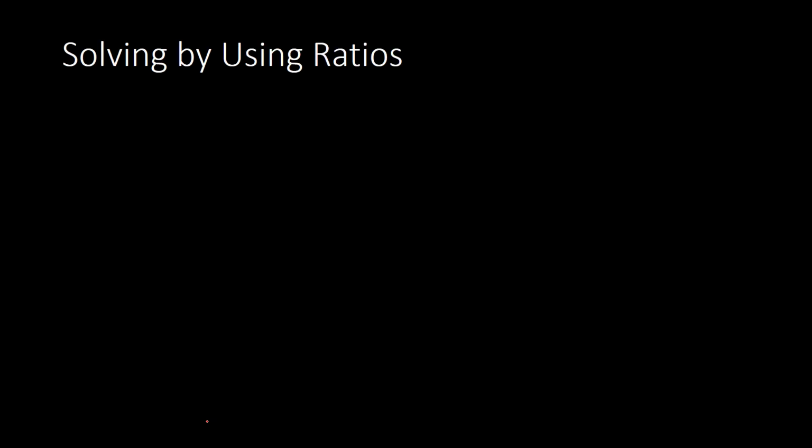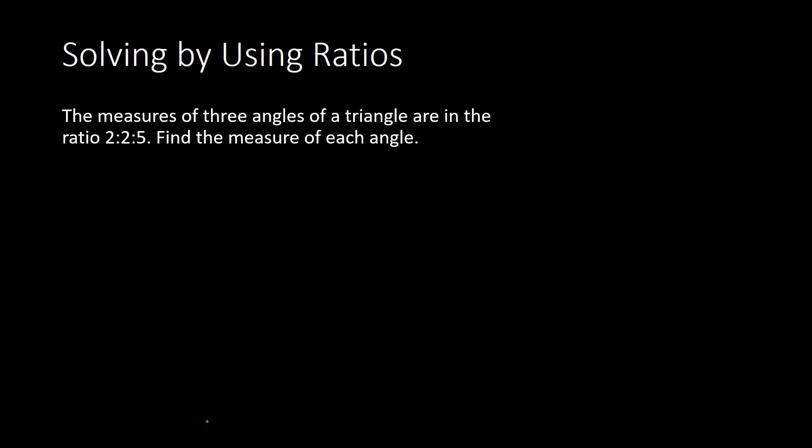We can also solve by using ratios. So for example, here we have the measures of 3 angles of a triangle are in the ratio of 2 to 2 to 5. And the question is to find the measure of each angle. So we know with a triangle, there are 3 angles, and the sum of all the angle measures would equal 180. Now a technique we can use to solve by using ratios is that we can look at the 3 angles that are represented with the 2, 2, and the 5.